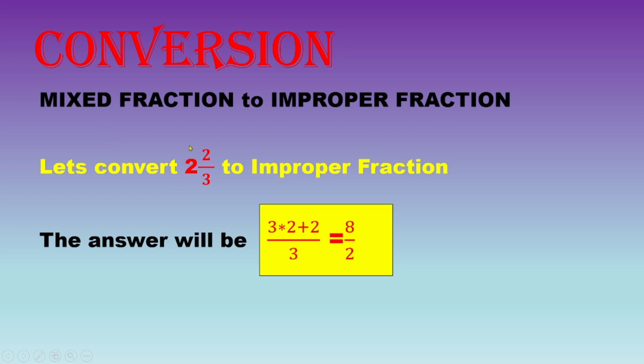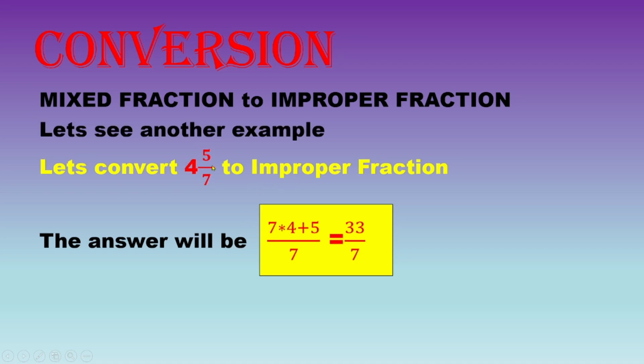Okay, let's move on to next conversion, that is mixed fraction to improper fraction. Let's convert this mixed fraction 2 and 2 by 3 to an improper fraction. So how we will do it? First, this denominator is written as it is here and then this denominator and this 2 will be multiplied. That is 3 into 2 and then this 2 will be added here. So the answer is 8 by 3.